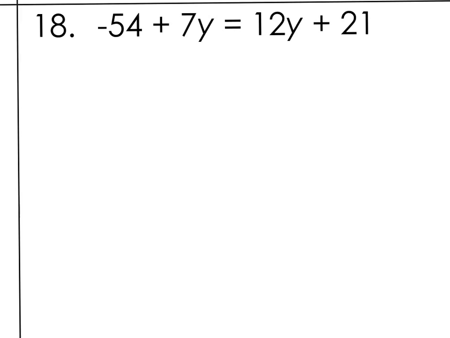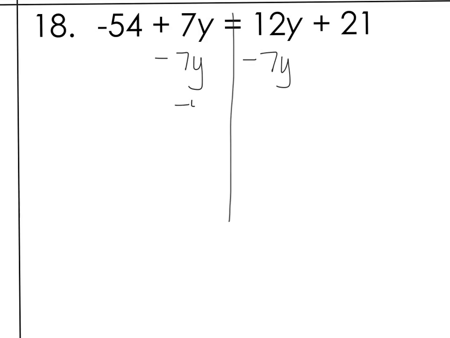And then number 18, it's one of our favorite kind of questions. Variables are on the left and on the right. So you need to decide which one is the better one to move. Remember, you can move either. That doesn't really matter. You just want to keep things positive. So if you subtract 7y from both sides, remember you're subtracting the entire term, the number and the variable.